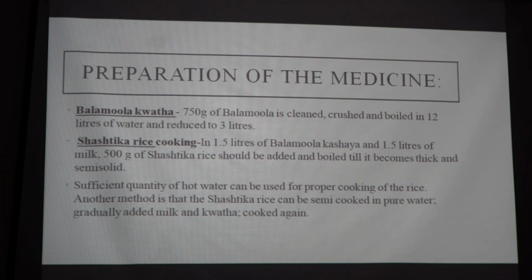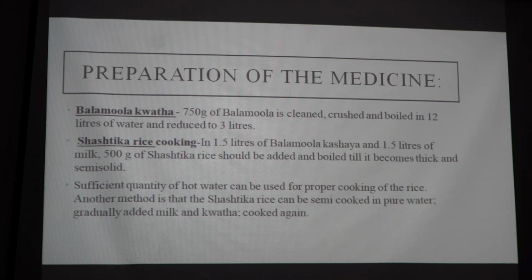ShashtikaPindaSweda rice cooking. Now we have decoction of 3 liters. We'll part this 1.5 liter separately. In 1.5 liter of balamul kashay, that means quat or decoction, and 1.5 liter of milk. We have separated 1.5 liter of decoction. We'll add 1.5 liter of milk in that, and then we'll add the Shashtika rice in that, and then boil till it becomes thick and semi-solid.